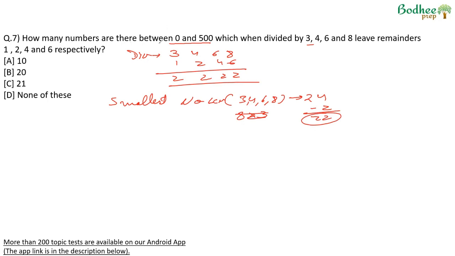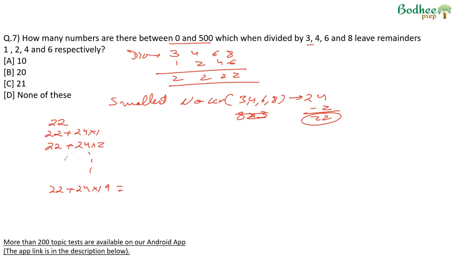But we're looking at how many numbers are there between 100 and 500. So the smallest number will be 22. The next number will be 22 plus 24 into 1, adding the LCM. Then 22 plus 24 into 2 and so on. The last number that we can go to is, 24 into 20 is 480, plus 22 will cross the range. So 22 plus 24 into 19 will be the last number in the range 0 to 500.